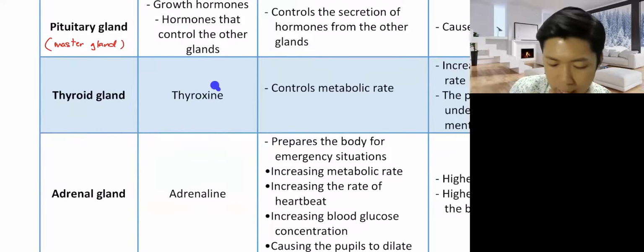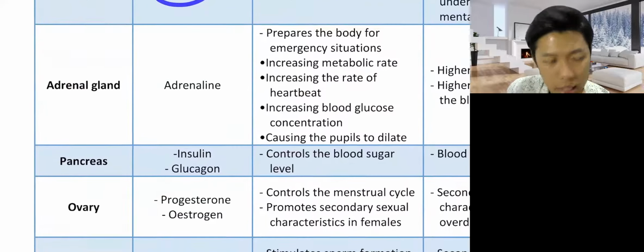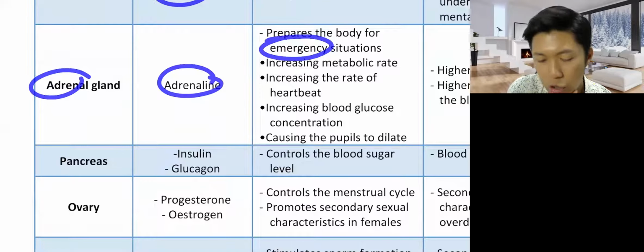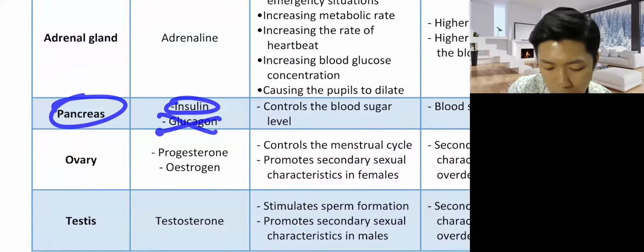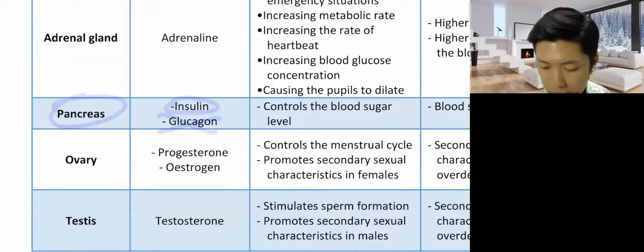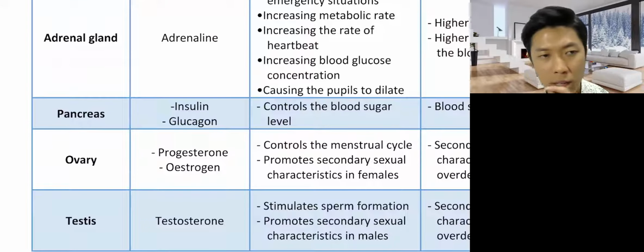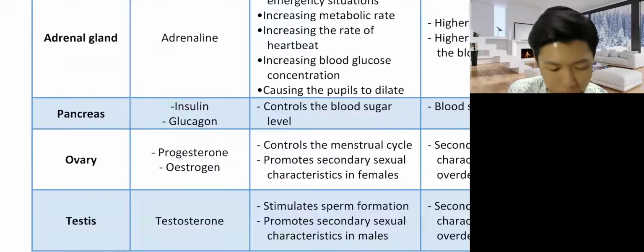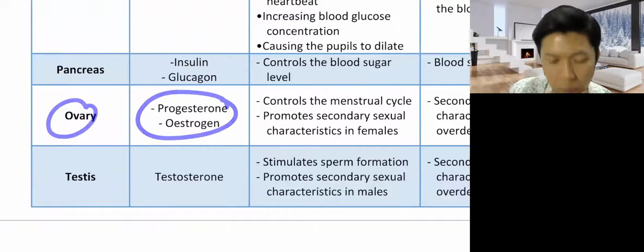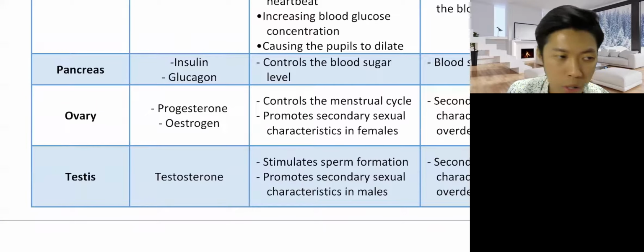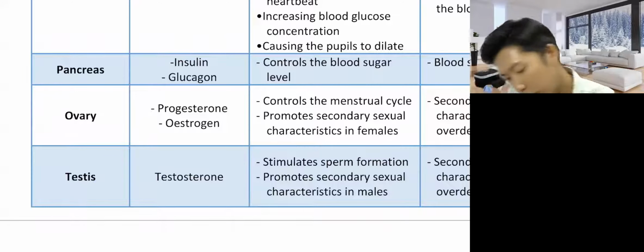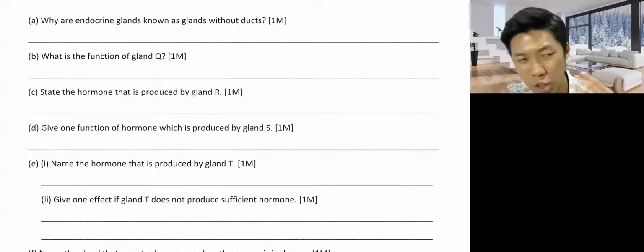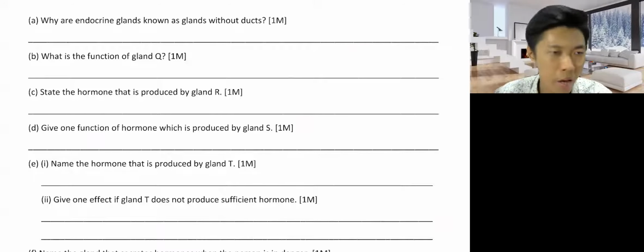Okay, thyroid gland, thyroxine, that's to control metabolic rate. Adrenal is adrenaline, that's to prepare you for emergency. Pancreas is insulin, you can ignore glucagon, rarely will a question ask. That's to control your blood sugar level. Very important. Make sure you remember insulin is to control blood sugar level in your body. So ovary has 2 hormones. Make sure you spell correctly. Wrong spelling is wrong, you can't argue about it. Testis is testosterone, to control the characteristics of male, and characteristics of female.